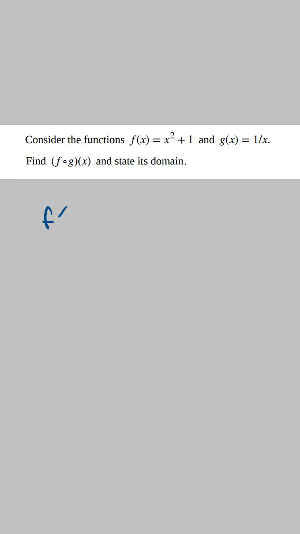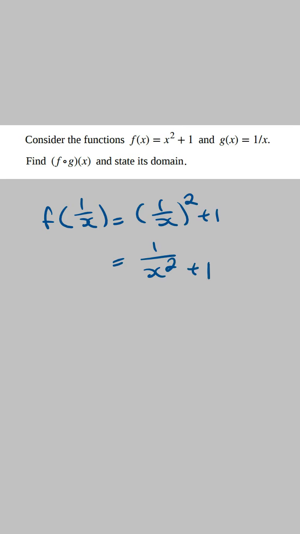f(g(x)) is going to be f(1/x), and so wherever we have an x in f(x) we replace it with 1/x. So this is going to be (1/x) all squared plus 1, which is equal to 1/x² plus 1.